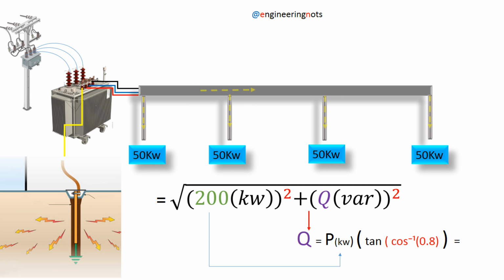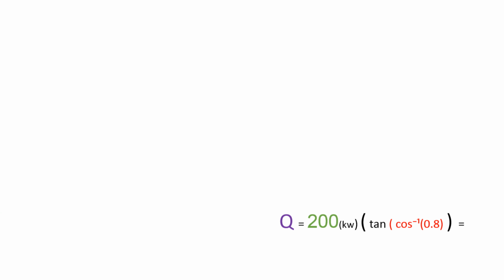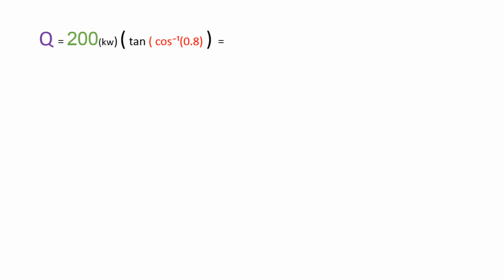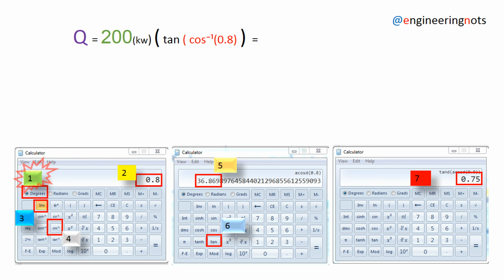Now let's calculate the reactive power. To do that, we simply multiply the active power by the tangent of the inverse cosine of the power factor. Let's work through the calculation together using the basic calculator on a laptop. To get the value inside the parentheses, simply follow the steps I've numbered from 1 to 7. You'll reach the correct answer easily.